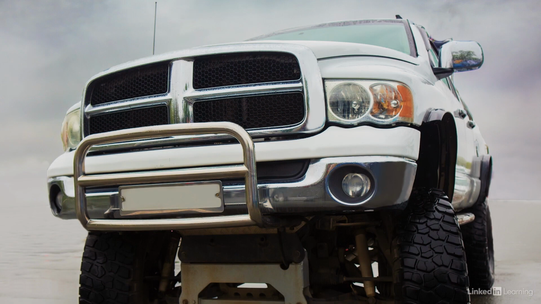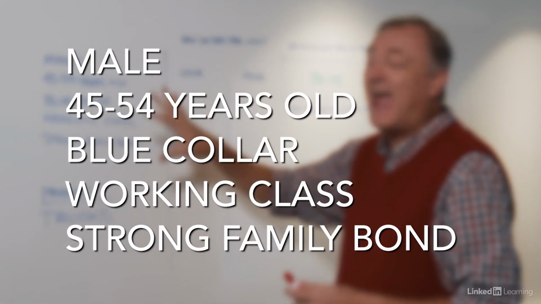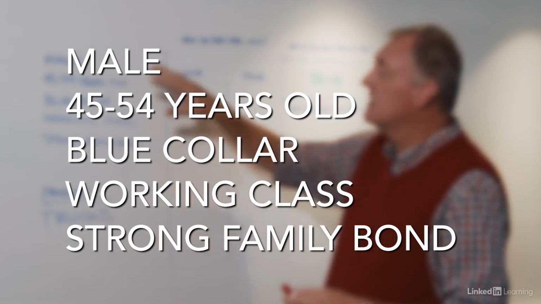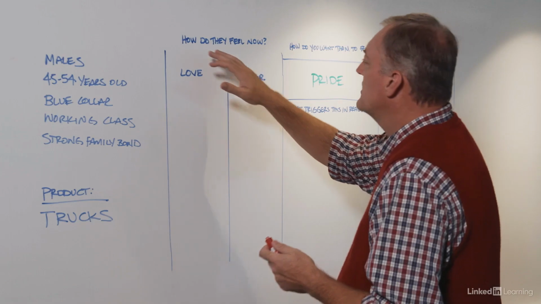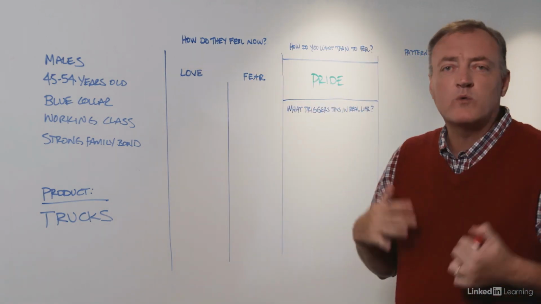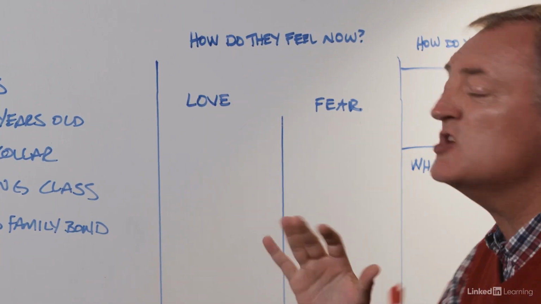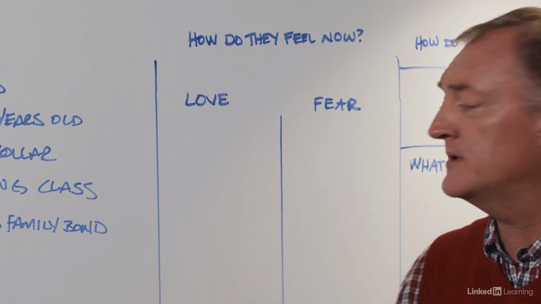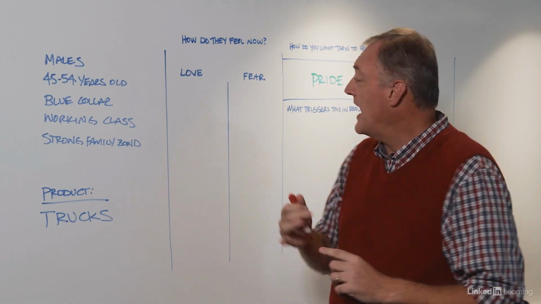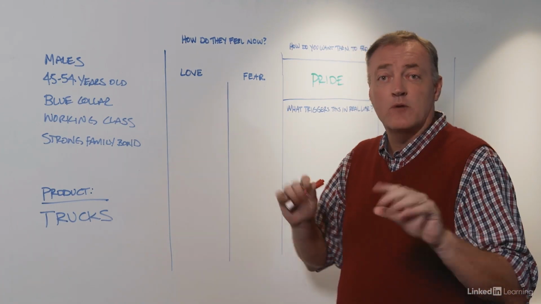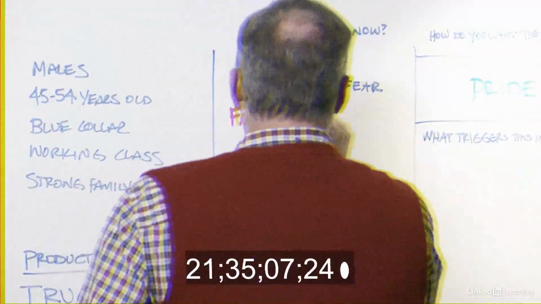So let's say, for instance, our product is trucks, and we have our audience already dictated, right? So we understand who our audience is. So when we start with the idea of how they feel now, what we're really getting into are their motivations now emotionally. And really there's 2 great motivations for all humans. We are driven by what we love, and we try to alleviate what we fear. So let's just fill it out right now.